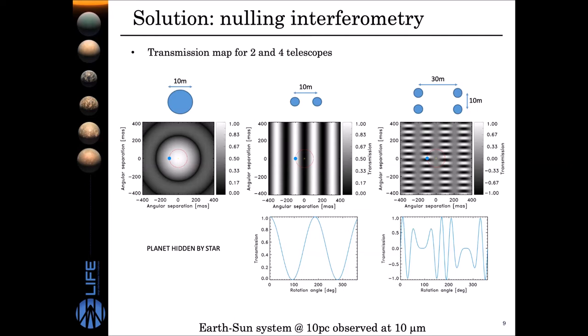For LIFE, we are considering more than two telescopes. This is what you can see on the right plot: the transmission map of a four element instrument. You can see now that this transmission map is going in 2D. The idea is to increase the modulation efficiency, the modulation speed of the planet, because the higher the modulation frequency, the better you can subtract noise. You can see the transmission as a function of rotation angle in the bottom plot, and you can see that the frequency is higher in this case.